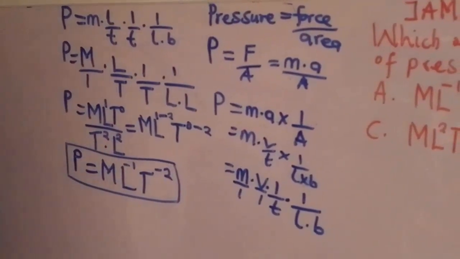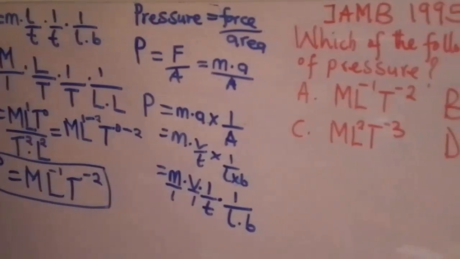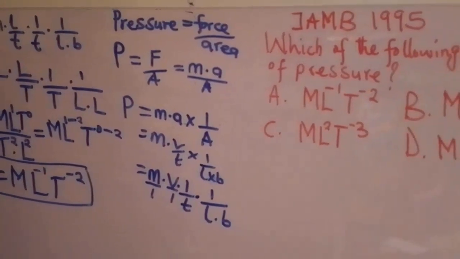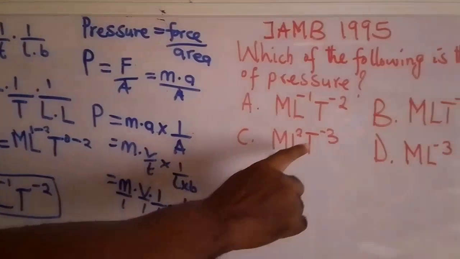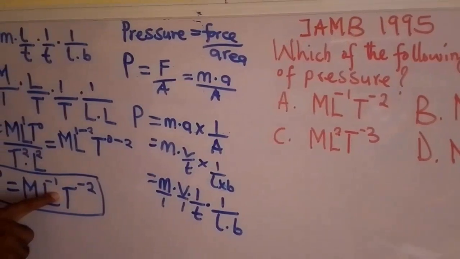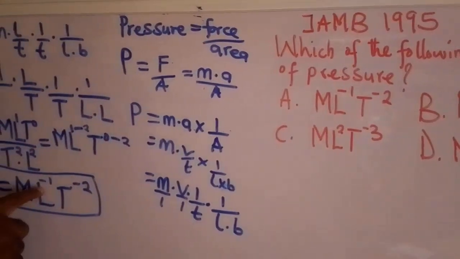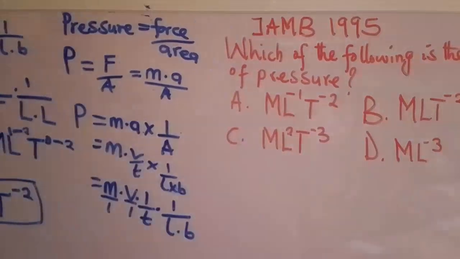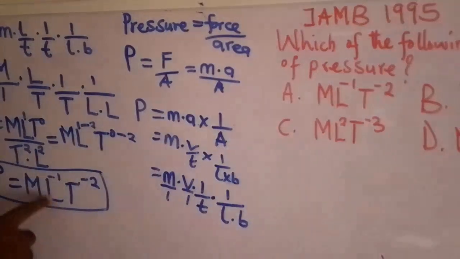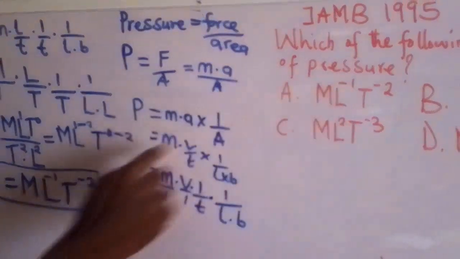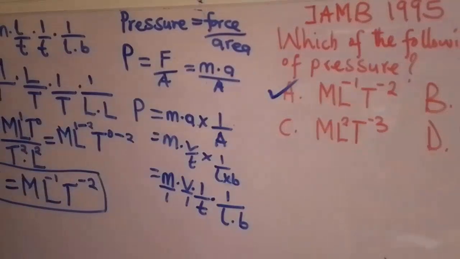Now, what is left is, your answer, you've gotten it, and you know you are very correct. Go to your options, check which one is the same as your answer. Option D is not what we have here. Option C is not the same thing as what we got. Option B is not the same because our L is minus 1, while here L is plus 1. Option A, our M is 1, their M is 1. Our L is minus 1, theirs is minus 1. Our T is minus 2, theirs is minus 2. So A is the correct option.